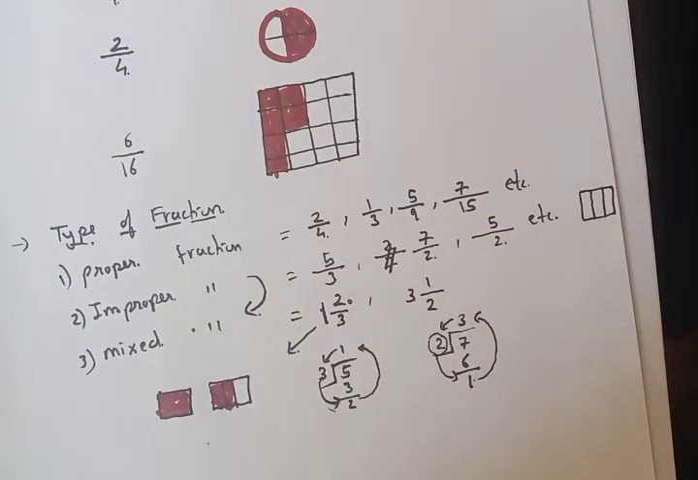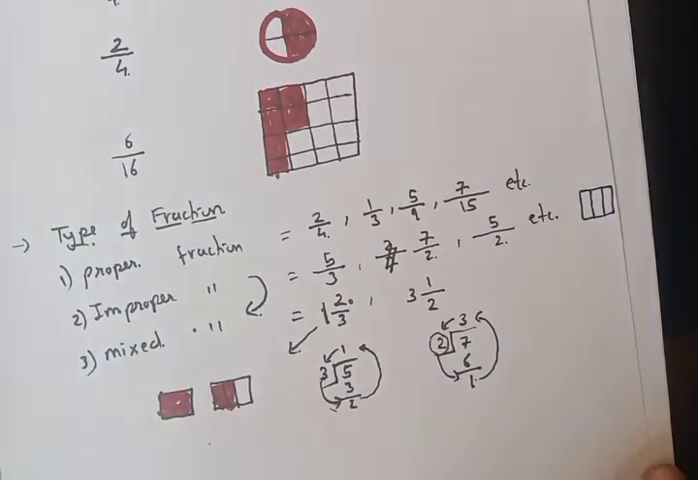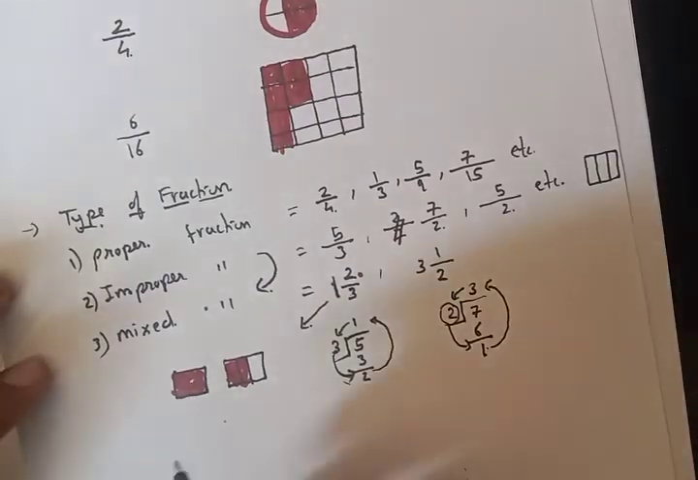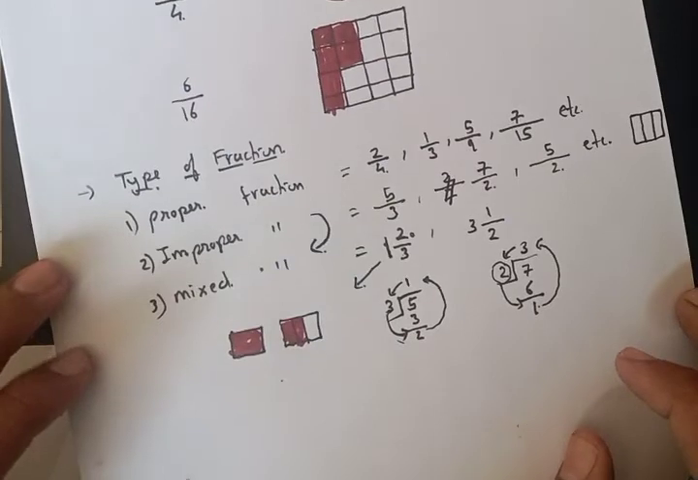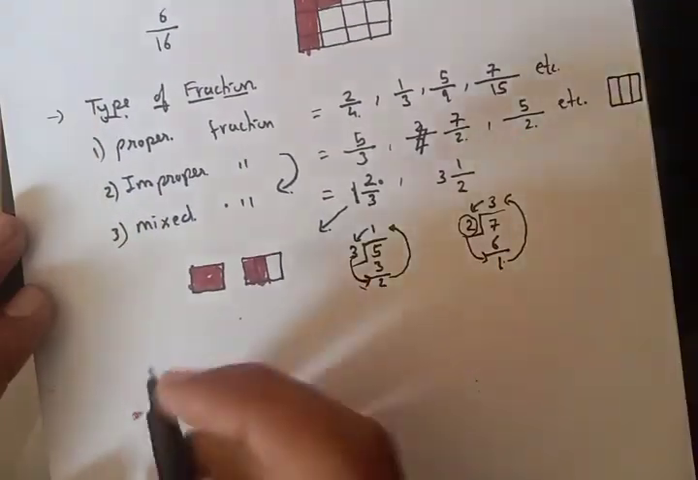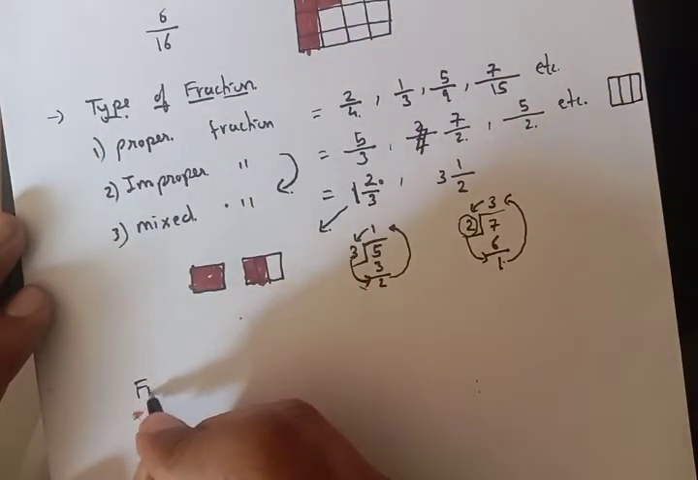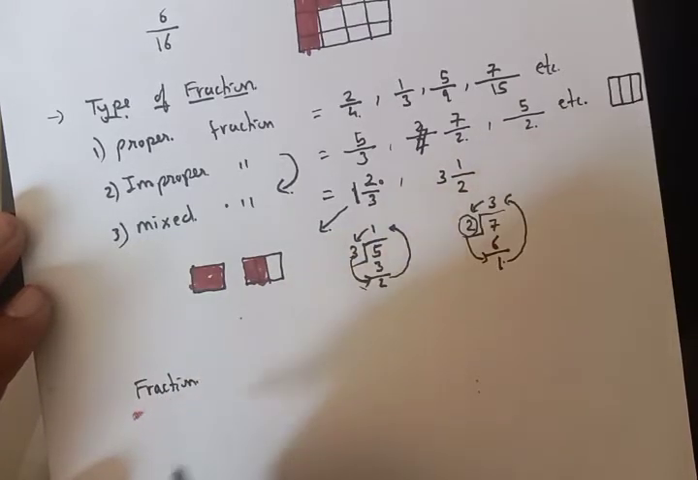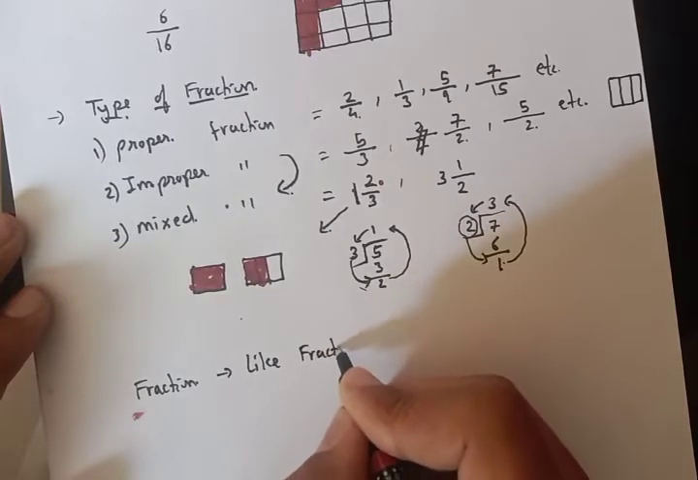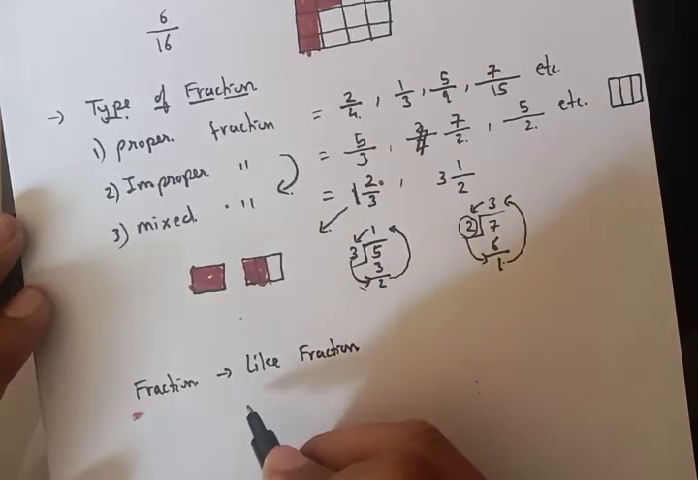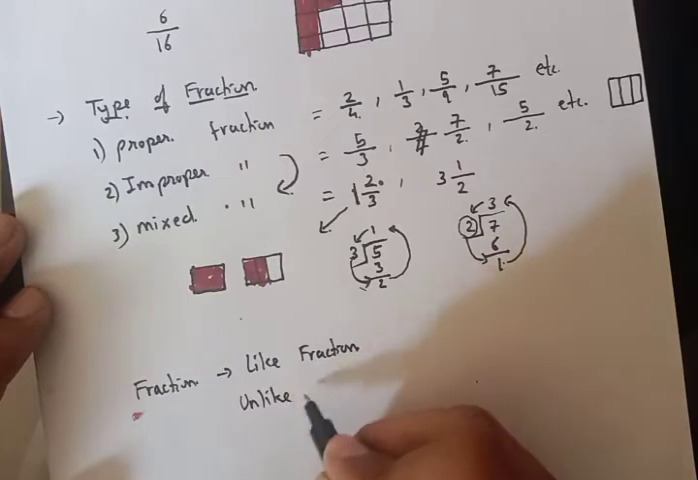So I hope everybody has understood how you are able to convert an improper fraction into a mixed fraction. Clear everybody? So these are the 3 types of fractions. Along with that, there are 2 ways we can write fractions. That is like fractions and unlike fractions.